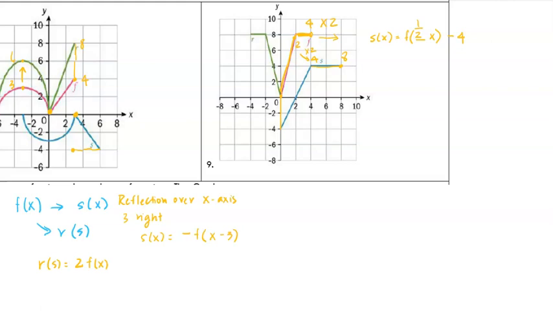And then if you take a look at r of x, I'm just going to erase all of this. That just looks like a straight reflection over the y-axis. Reflection over the y-axis. So if you reflect something over the y-axis, the x's become negative. So that's f of negative x. Okay?